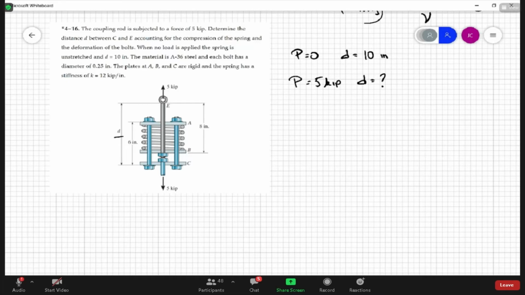So we've got this compression spring. Determine the distance D between the ceiling and the floor. They're giving you a little bit of a clue here. The spring is going to change length because it's a spring, but they're also saying you should consider the fact that the bolts will elongate because they have load in them. You can't assume that they're rigid.